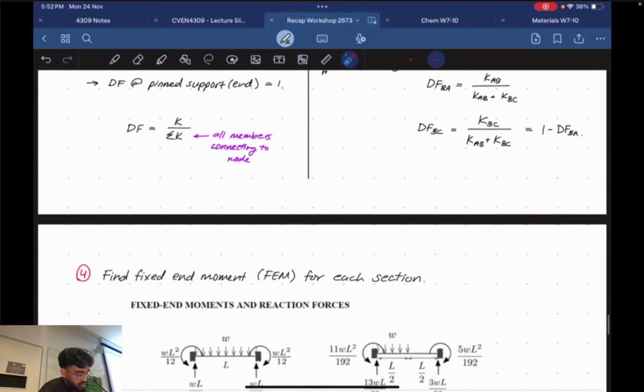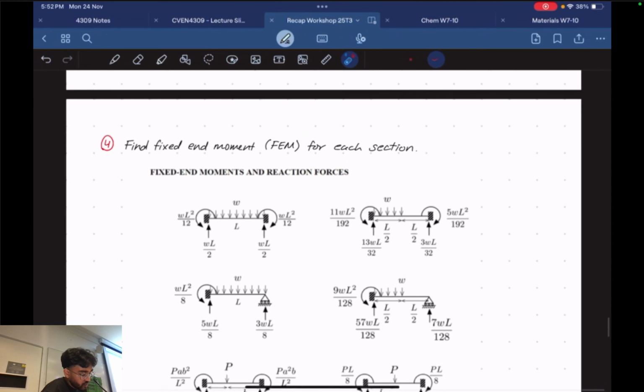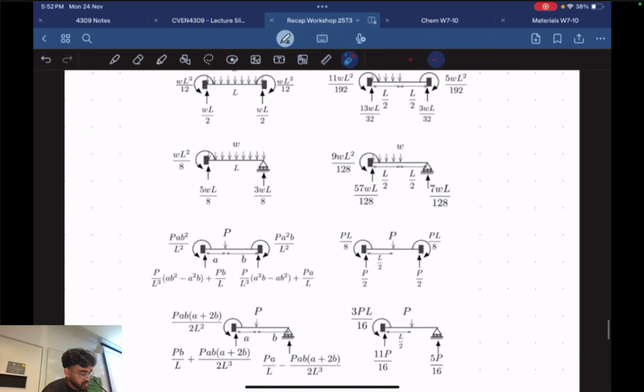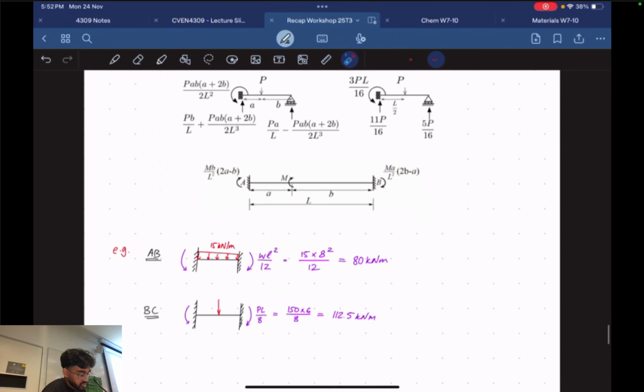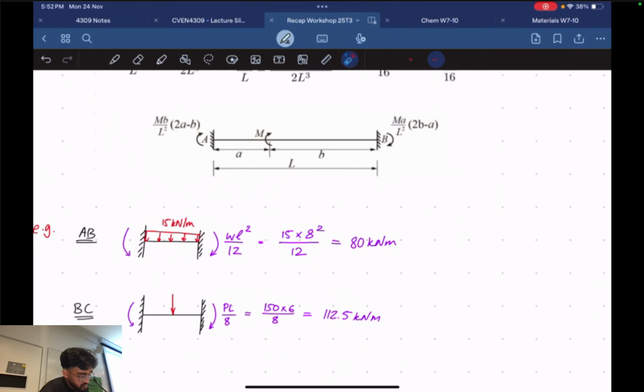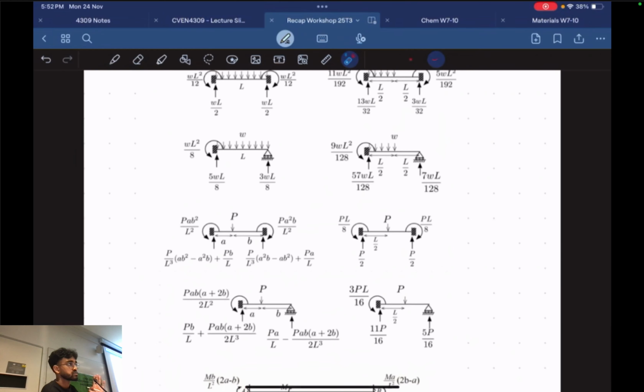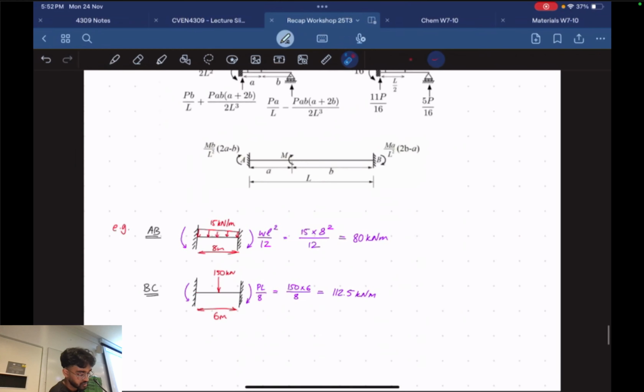Okay, cool. Now fixed end moments for each section. For each of these sections up here, you're going to have to find a fixed end moment. This is going to be given to you. Alright, and this is just the example that I've written. So let's say this is 150 kN. This is 8 meters. This is 6 meters. And then these values are just straight from up here. You only have to find the moments, not the forces. Okay, so don't worry about finding the forces. We're just caring about the moments. Okay.